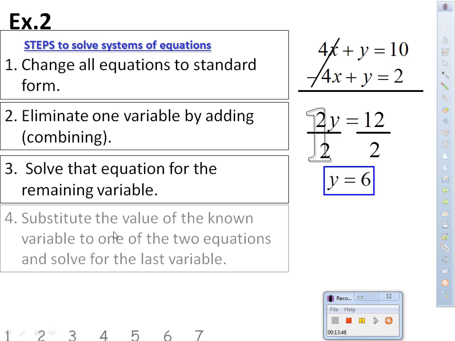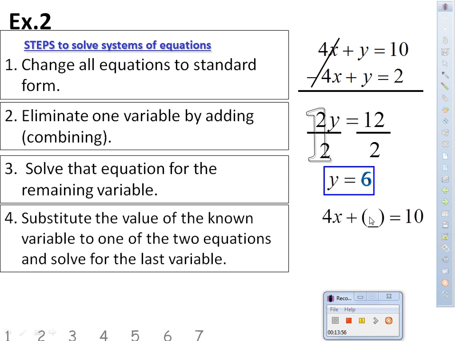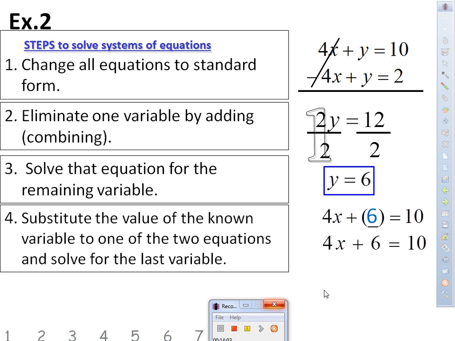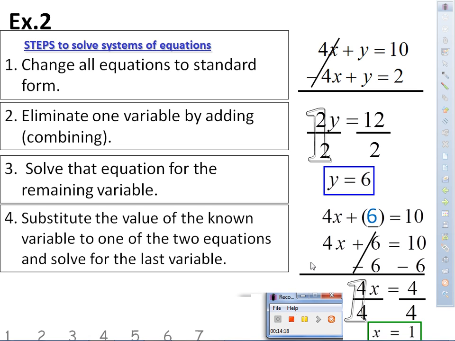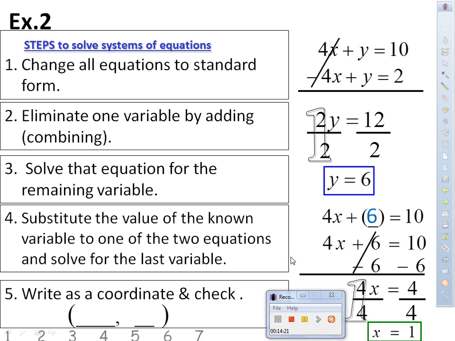Step 4 says substitute that value into one of the equations and solve for the rest. So I'm going to get the first equation. But instead of y, what do I substitute in there? The 6. So this becomes 4x plus 6 equals 10. To solve for x, I need to subtract 6 from each side. We're left with 4x equals 4. Divide both sides by 4, and x equals 1. And if you got that by yourself? Okay. So therefore, our solution would be what? 1, 6. That is correct.